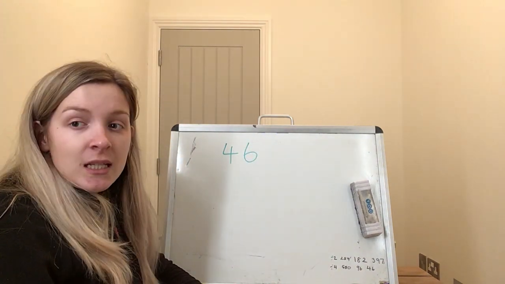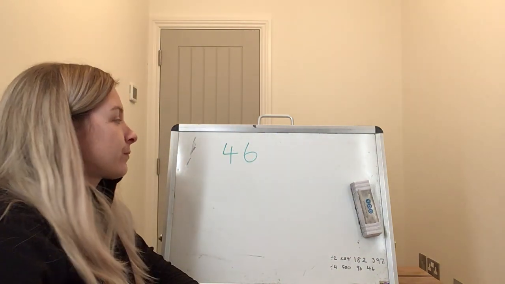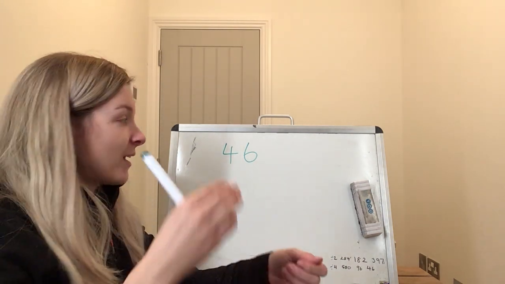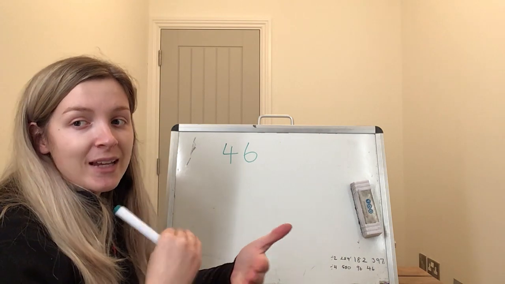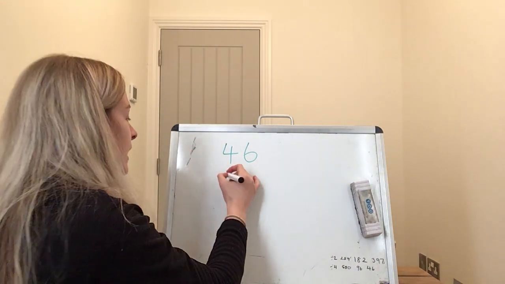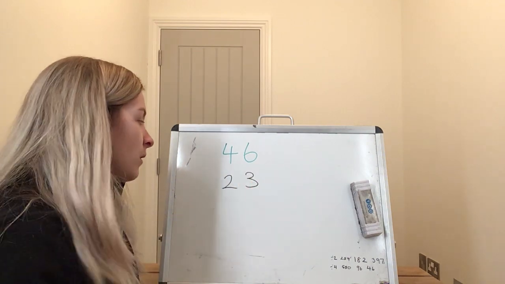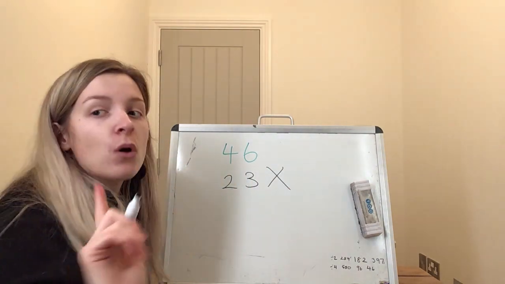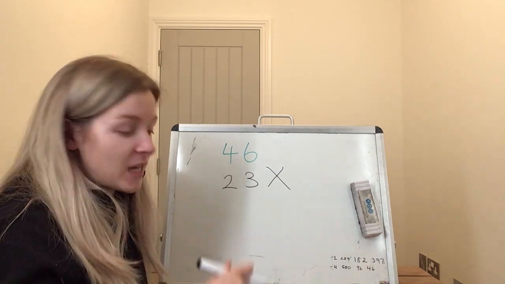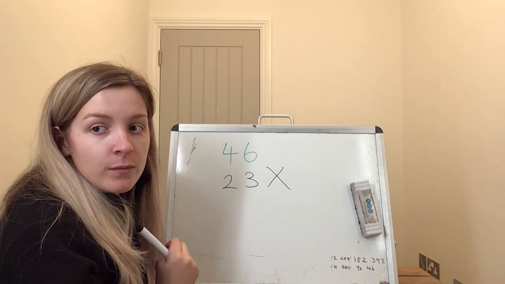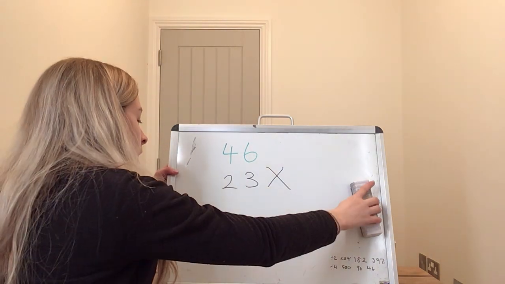46. Is it divisible by 4? Using the rule I just told you, can you half it and get an even number? Let's see. Halving it gets us 23. Is that an even number? No. So it is not in the 4 times table. It is not divisible by 4. Okay? Let's have another look.